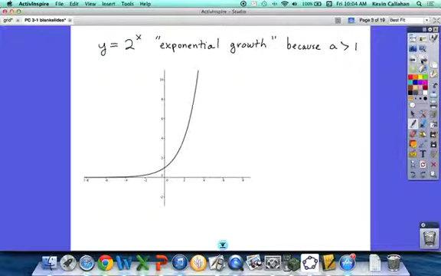What is this graph doing from left to right? It's increasing. So y equals 2 to the x is increasing from left to right. In fact, it's increasing quite rapidly past a certain point. That's called exponential growth. Exponential growth is very specific in mathematical terms. It means something like this.